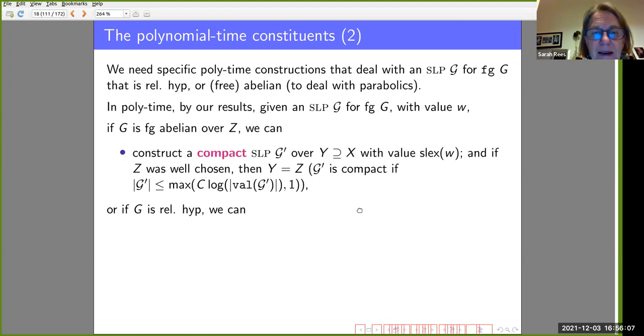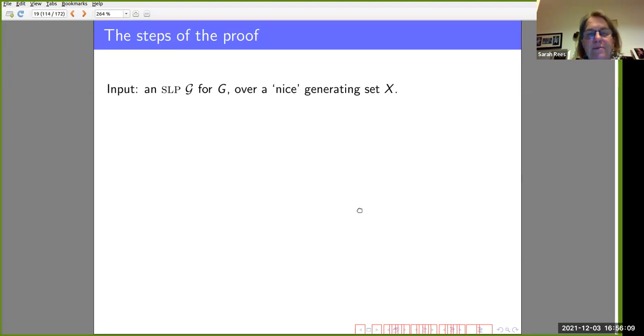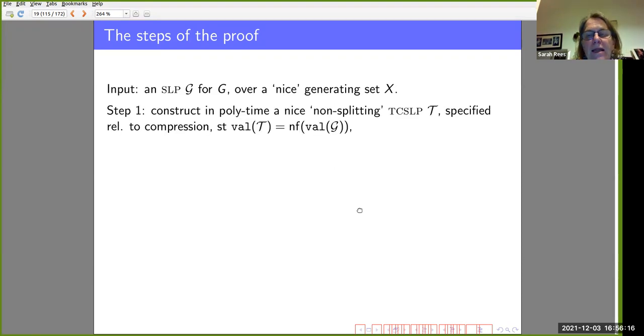I'm going to skip this actually, because it's all right. I'm going to tell you how we prove it. So what do we do? We input a straight line program, and we construct a straight line program. Well, it's got tether and cut operations in it that generates, instead of the original word W, its normal form, okay?